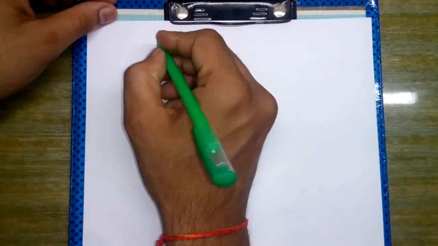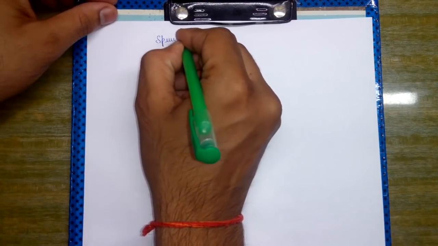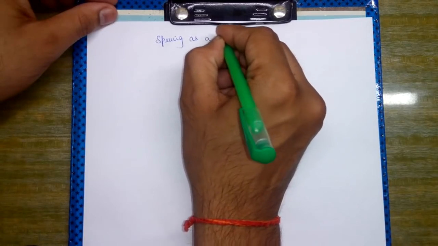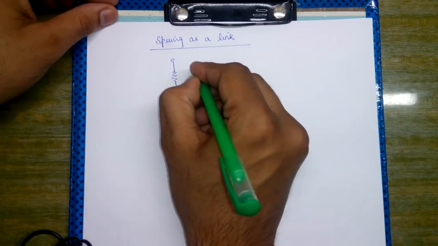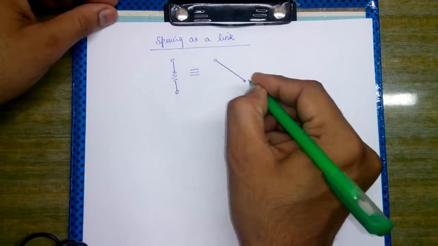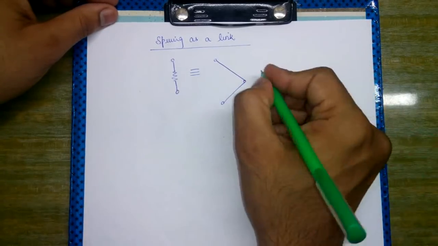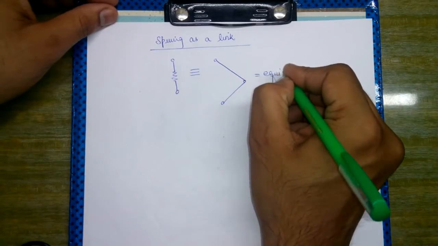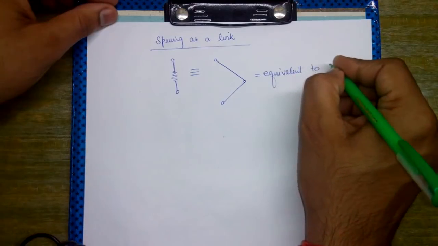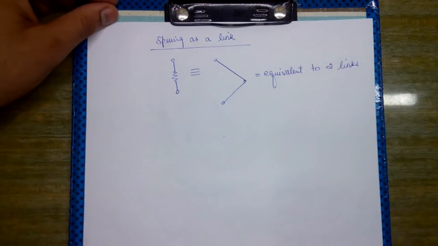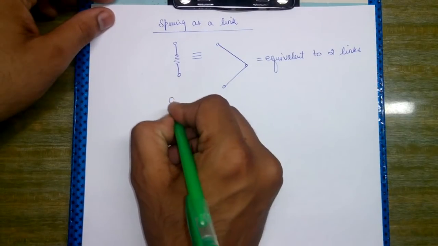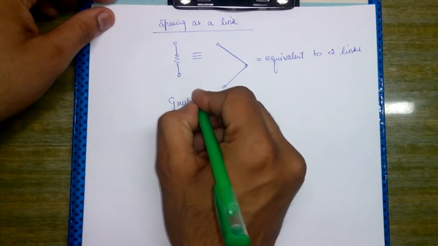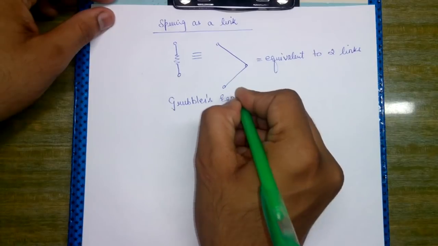Now from this lecture onward we shall start discussing from that point, and we see that if a spring is used as a link, for example this is a spring, then we would replace this spring by means of two links. So actually this spring is equivalent to two links. Whenever you find a spring attached in any of the mechanisms, that spring is actually equivalent to two links. Now we will discuss the Grubler's criterion or Grubler's equation.